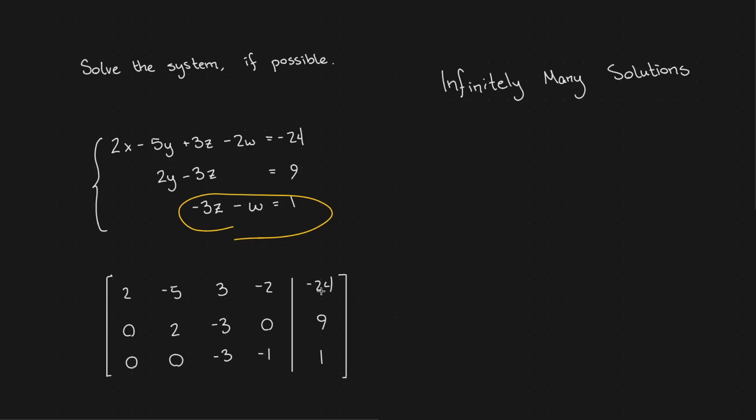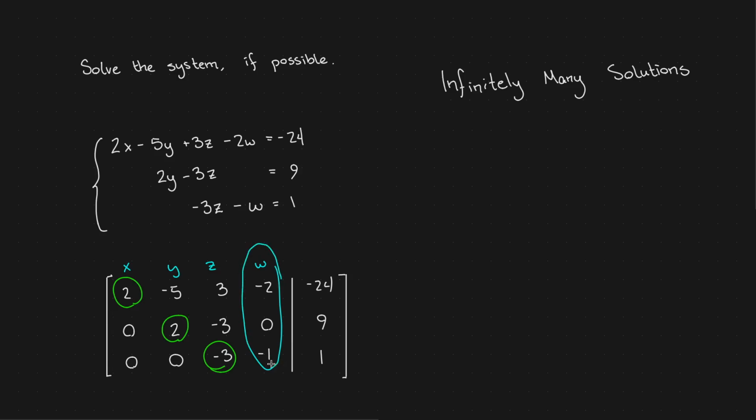So in a situation like this, that means we have a free variable. It means a variable could be anything. As a rule of thumb, a variable corresponding to a column without a leading entry is a good choice for a free variable. In this case, that means variable w has a column without a leading entry in it. So we are going to let w be our free variable.